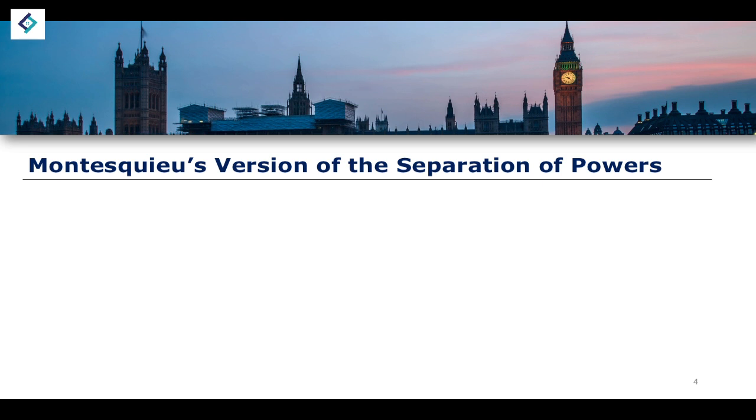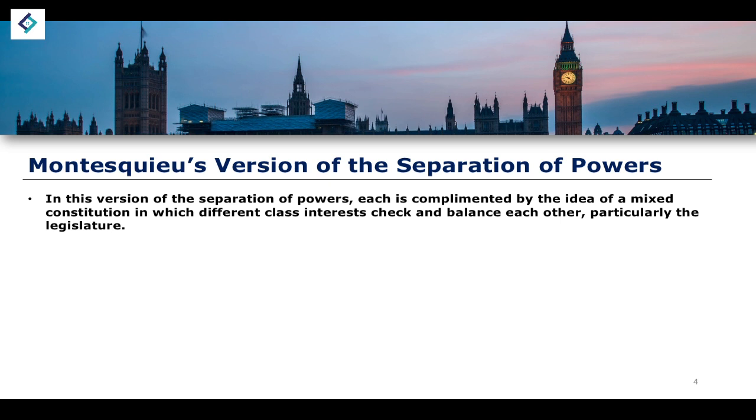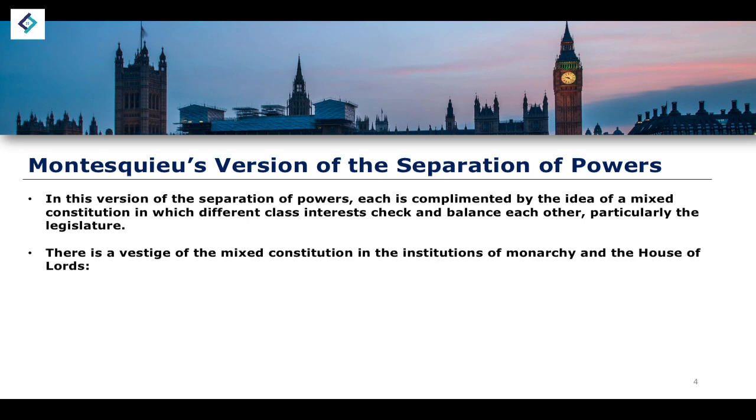So let's begin by thinking about some of the theoretical implications, and we'll begin by looking at Montesquieu's version of the separation of powers. What did Montesquieu say when thinking about this idea of separation of powers? According to this view, each is complemented by the idea of a mixed constitution, in which different class interests check and balance each other, particularly with reference to those that make law within the context of a governmental structure, this being the legislature, or in our system, the Westminster parliamentary system, or if we're being comparative, we'll be talking about Congress.